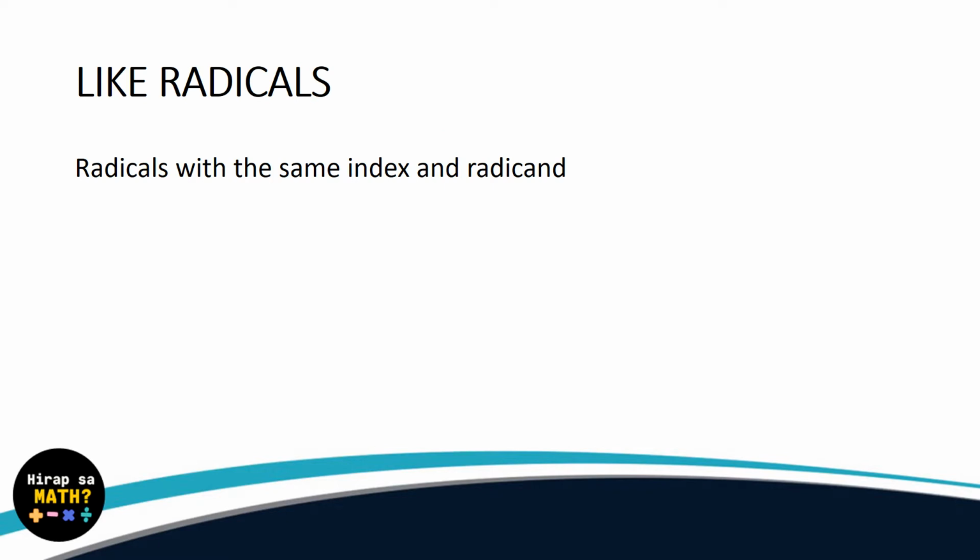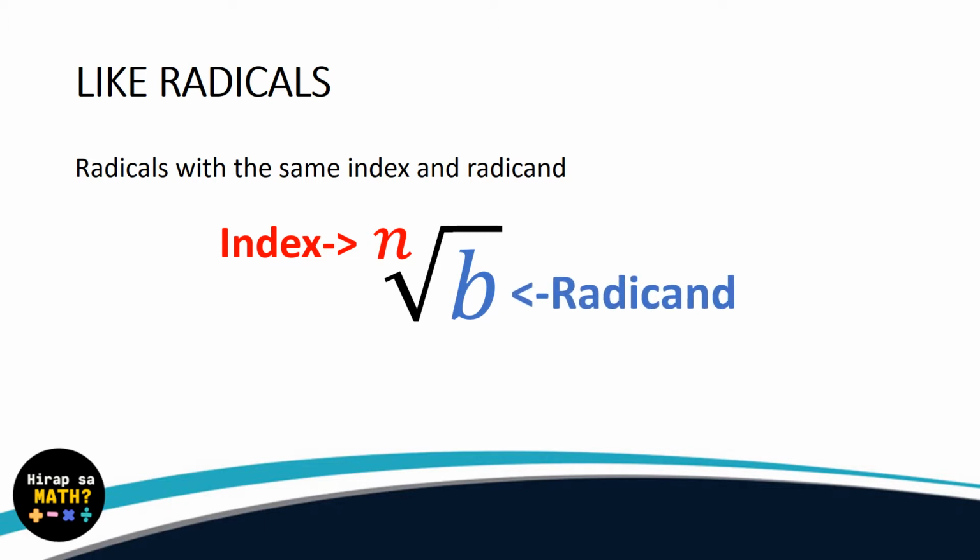Sa addition and subtraction of radicals, importante ang like radicals. So, ano ibig sabihin ng like radicals? Ito ay yung radicals na merong parehong index and radicand. Ang index, siya yung number sa may upper left ng radical sign at yung radicand naman is yung nasa loob. So, dapat pag mag-a-add ka or magsusubtract ka, kailangan pareho ang index at pareho ang radicand.